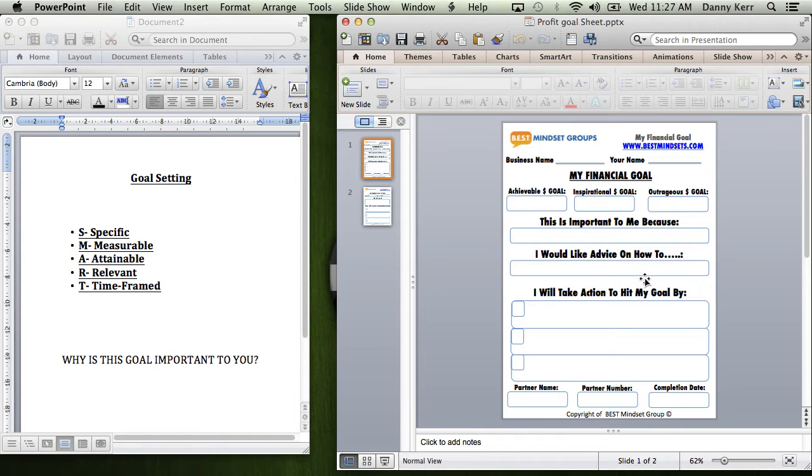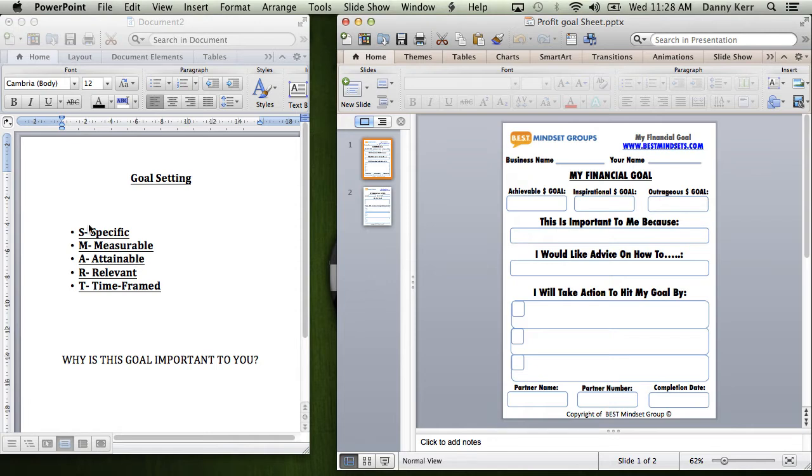So before we actually get started on this form that you may have seen or may not have seen in the past, I just want us to look at the core fundamentals of goal setting. It's so important that as entrepreneurs we stay focused on the right stuff, that our goals are focused on the right stuff. So let's go through this acronym.